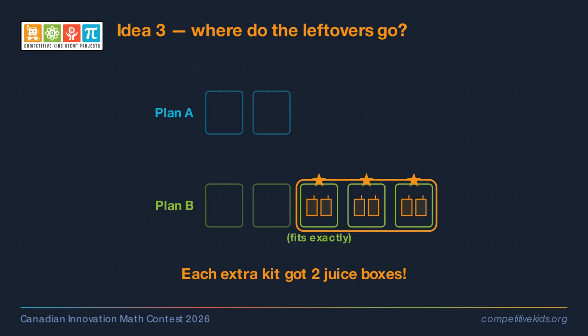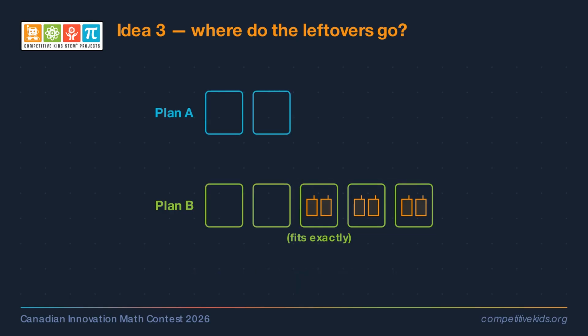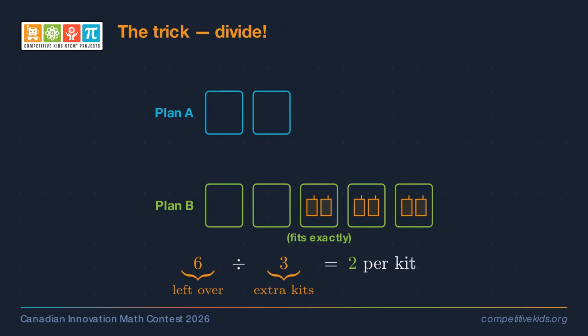So the 6 juice boxes from Plan A must have gone into the 3 extra kits. 6 juice boxes filled 3 extra kits. So we divide. 6 juice boxes divided by 3 extra kits. Each extra kit gets 2 juice boxes.